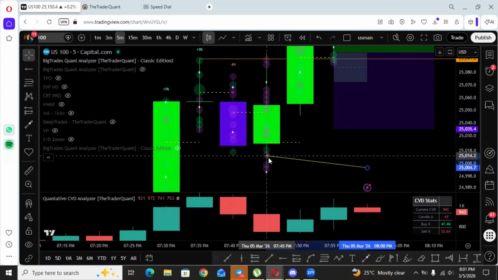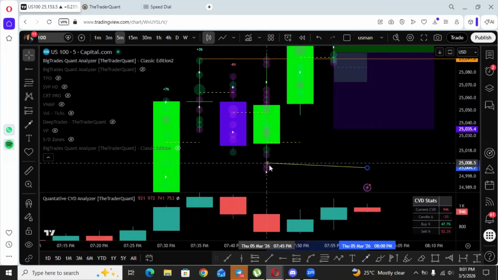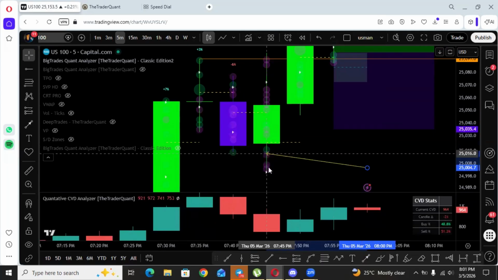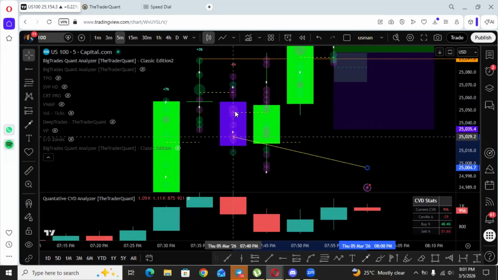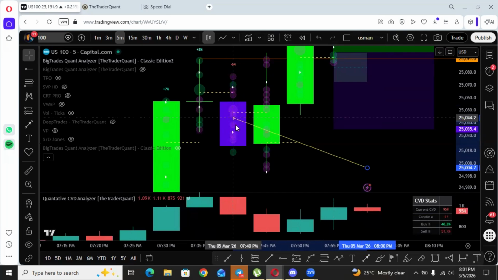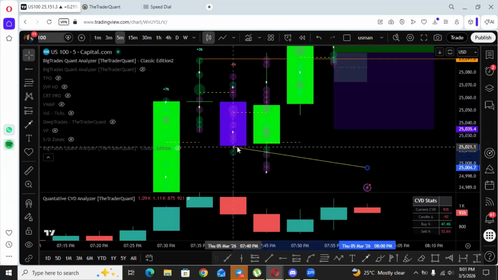Sellers again tried to push the prices down. But what is the difference between these imbalances and these imbalances? In these imbalances, sellers gave a follow through to that aggression. When these imbalances formed, it means sellers are strong at this level, and sellers pushed the prices down and closed the candle like this.